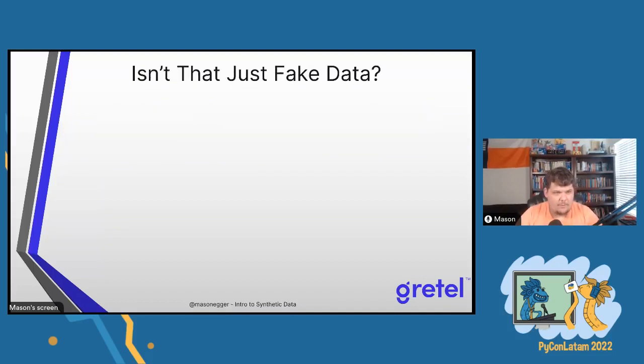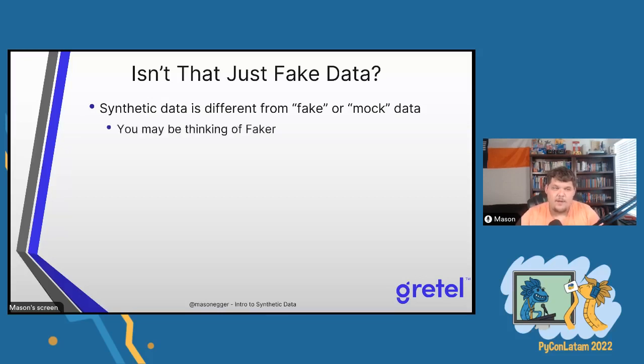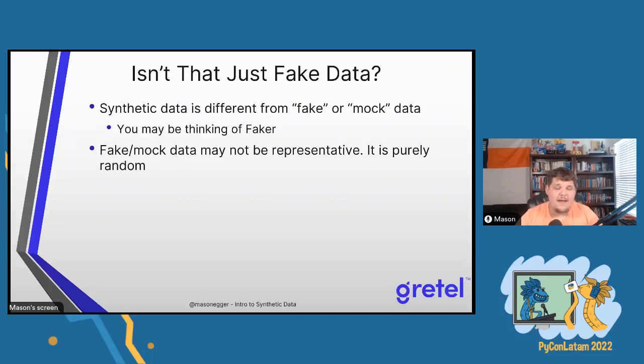So your first thought will be, well, isn't that just fake data? And that was my first reaction too. And in reality, no, synthetic data is very different from fake or mock data. You may be thinking of the Faker library, where you just give it a schema and it spits out data. Fake or mock data may not be representative. Fake or mock data is generated purely at random. So you're asking the random number generator in your computer to give you something. Those relationships between the data, maybe you have someone's name and then their street address and then their street and then their city and maybe county, that data is completely artificial and it has no relevance to each other. Those might not even be real addresses.